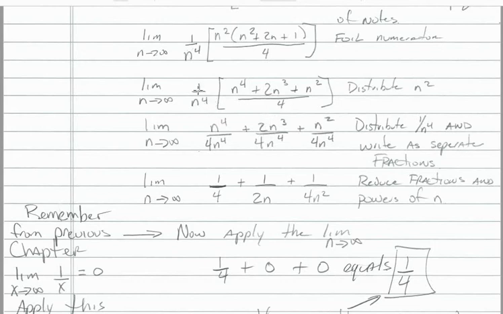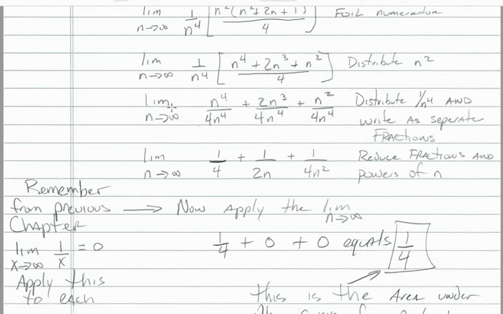I'm going to distribute 1 over n to the fourth to each term, and then I'm going to separate each term and have it over 4. Since the entire polynomial is over 4, I can write it as 3 different fractions over 4, and then distribute the 1 over n to the fourth. Okay, just some basic algebra there. So when we do that, don't get rid of the limit yet, we're not there yet. Limit as n approaches infinity of n to the fourth over 4n to the fourth plus 2n cubed over 4n to the fourth plus n squared over 4n to the fourth.